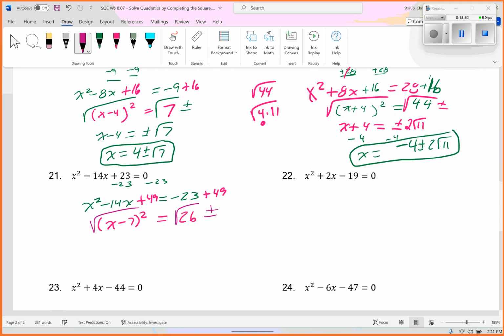And you don't have that many. 36 won't work. 25 won't work. 16 doesn't work. 4 doesn't work. 9 doesn't work. I think that's going to stay just as that. So I'm going to get this. Last step. Add 7.